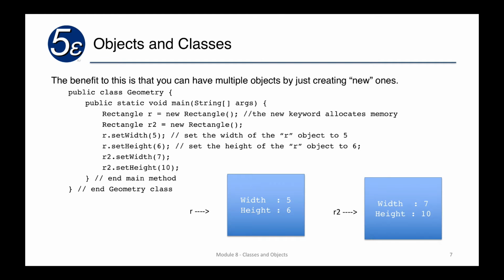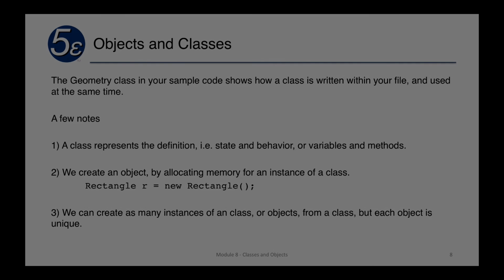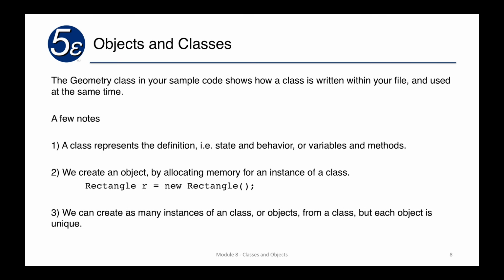So we can have multiple objects, as I mentioned, where we have rectangle R equals new rectangle, rectangle R2 equals new rectangle. These are two independent objects. And we have R.setWidth 5 and R.setHeight 6. So the R object is pointing over here to this allocation of memory. It sets the width to 5 and the height to 6. And the R2 points to another allocation of memory, and it sets the width to 7 and sets the height to 10. So in your sample code, you have a geometry class, and it shows you how a class is written within a file. There's an example video as well that will show that.